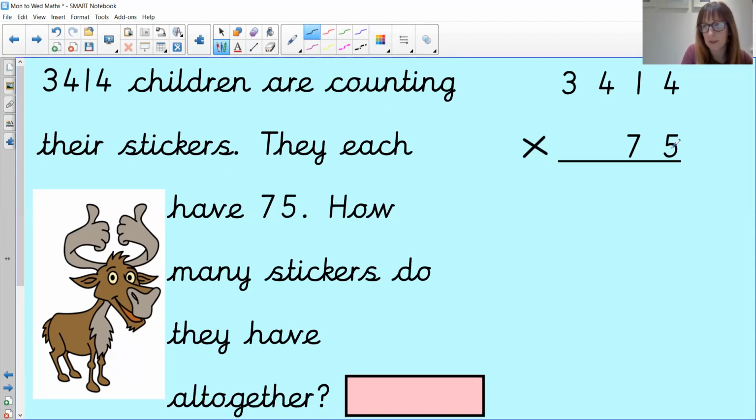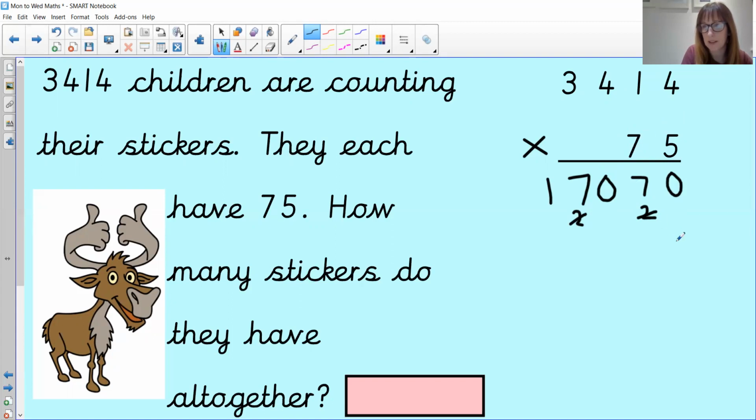So 4 times 5, 20. 1 times 5 is 5. Add the 2 is 7. 4 times 5 is 20. And 3 times 5 is 15. Add the 2 is 17. So let's multiply by the tens now.